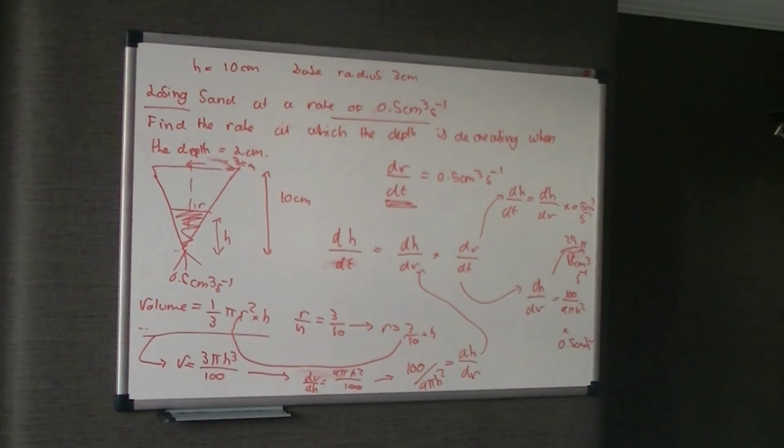Then we simply did the differential of that. Because that was dv by dh, not dh by dv, if we did 1 over dv by dh, we'd get dh by dv. And we put that into the original equation, which we already knew was times 0.5 centimetre cubed per second. Put that in there, and that got us a final answer of the rate of 25 pi over 18 centimetre cubed per second.